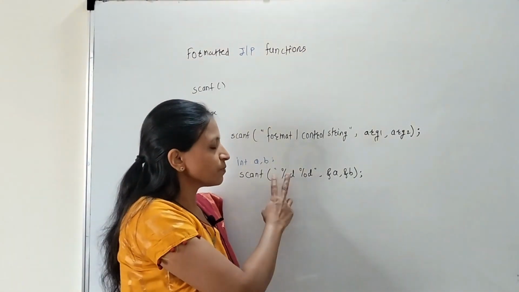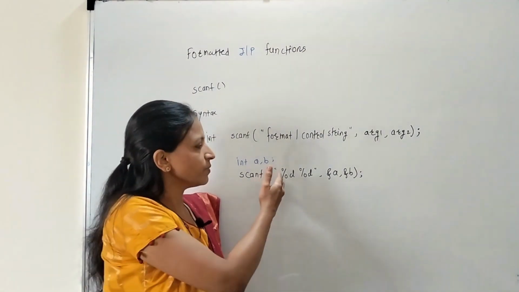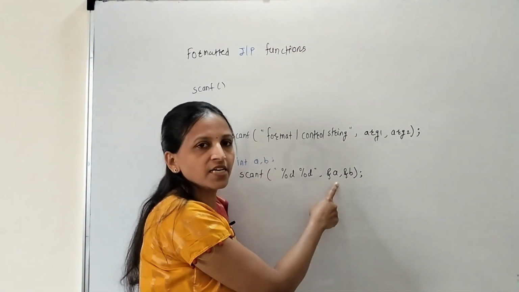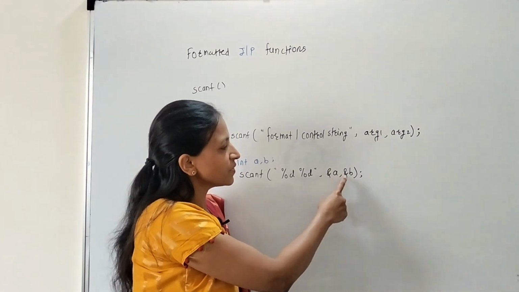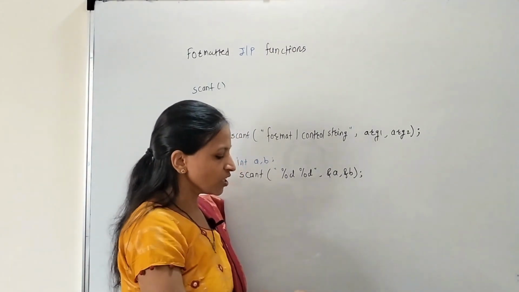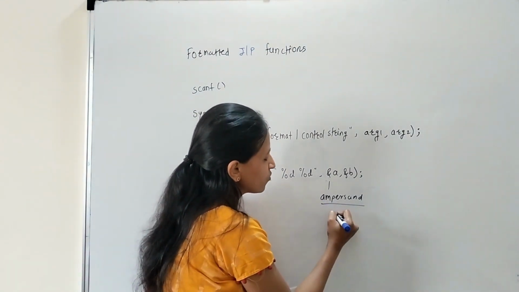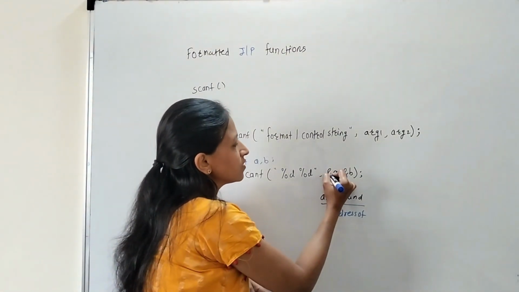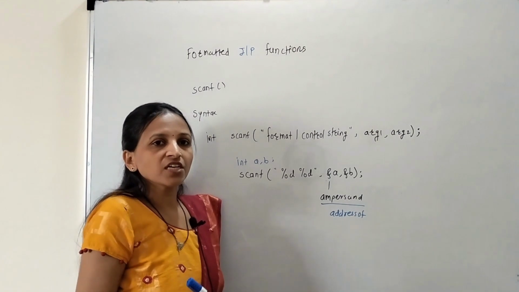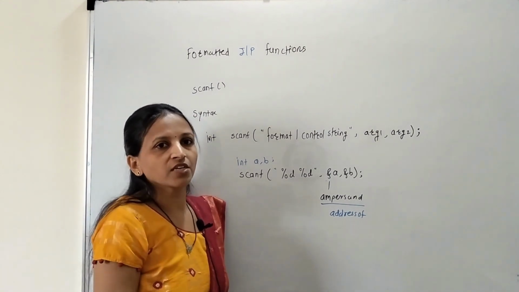At the first place, whatever the user is typing will be scanned and will get stored at this address. This is ampersand a, ampersand b. You can call it ampersand, or it is also called the address of operator. This operator gives us the address or location of any variable.